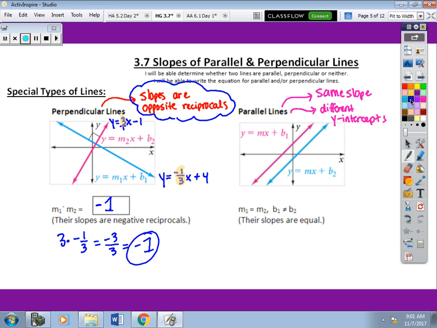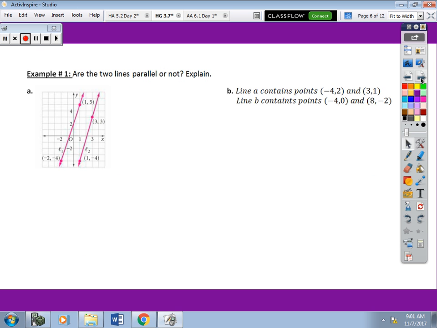So for example here, we might have y equals 2x plus 4 and y equals 2x minus 1. That's an example of parallel lines. You'll notice that their slopes are exactly the same. Their y-intercepts are different values. So sometimes you'll just be asked, are they parallel or perpendicular, looking at the equations. So you just want to observe the slopes and the y-intercepts. Sometimes you'll be asked to write an equation of a line, parallel or perpendicular. So example 1, are the two lines parallel or not?